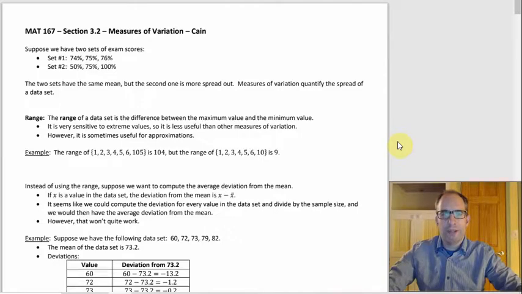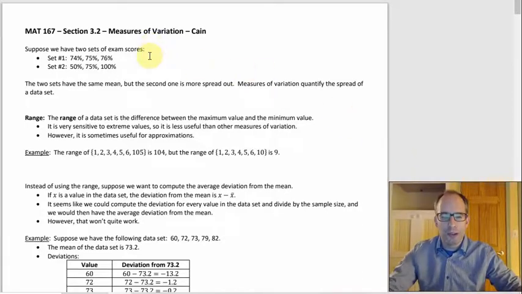The last section, measures of center, is supposed to give you an idea of how to figure out what a typical value of the data set would be. This section, measures of variation or measures of spread, is supposed to give you an idea of how spread out a data set is. And then there are different ways of computing that.